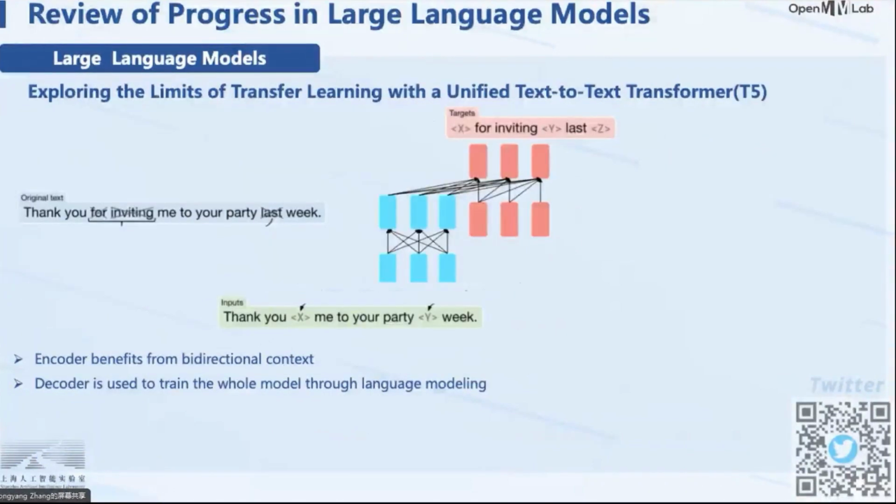And another important work is T5. Actually, it explores the encoder-decoder architecture, where the encoder benefits from the bidirectional context, and the decoder is used to train the whole model through language modeling.